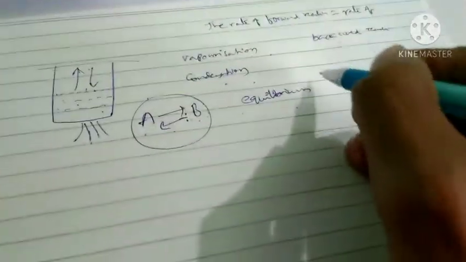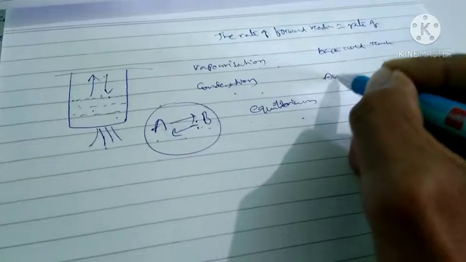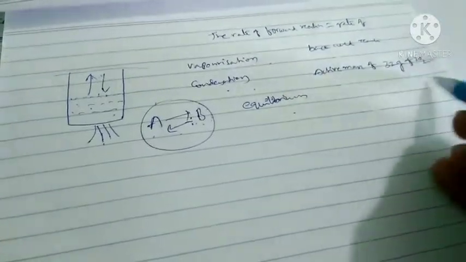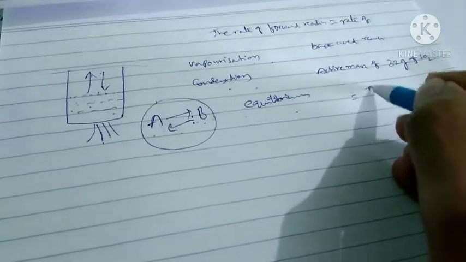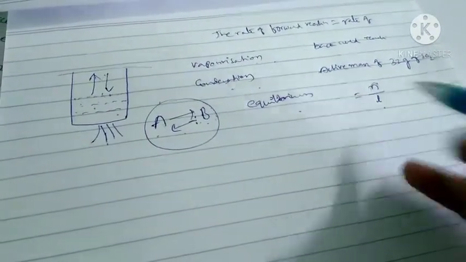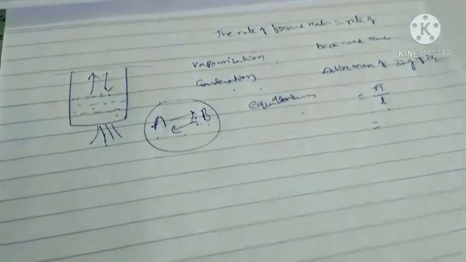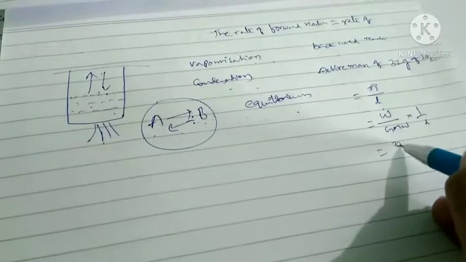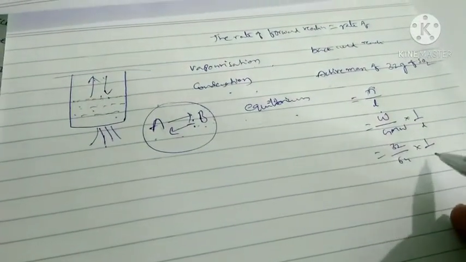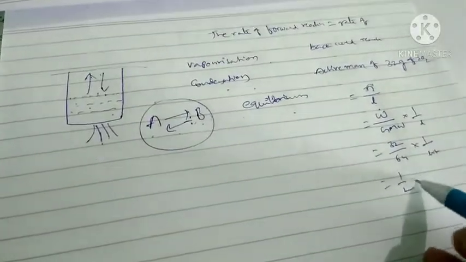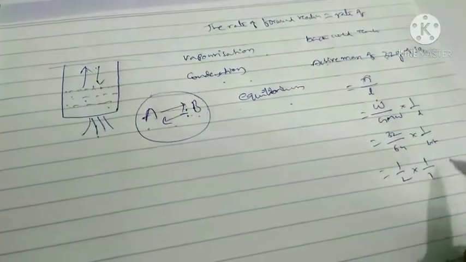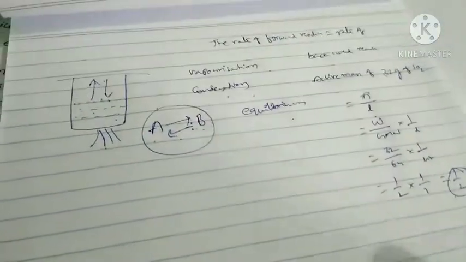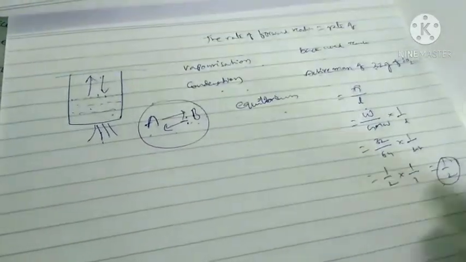Suppose you may get such type of questions. What is the active mass of 32 grams of SO2? What is the formula? Moles per liter, that means n by L. n means number of moles, that is weight by gram molecular weight, into 1 by liters. Weight is 32 by 64 into 1 by liters, which gives 1 by 2. Suppose it is in 1 liter, then you put 1 here. Then it is half. So the active mass of 32 grams of SO2 is 1 by 2, nothing but 0.5, when it is in 1 liter. Like that we have to calculate.